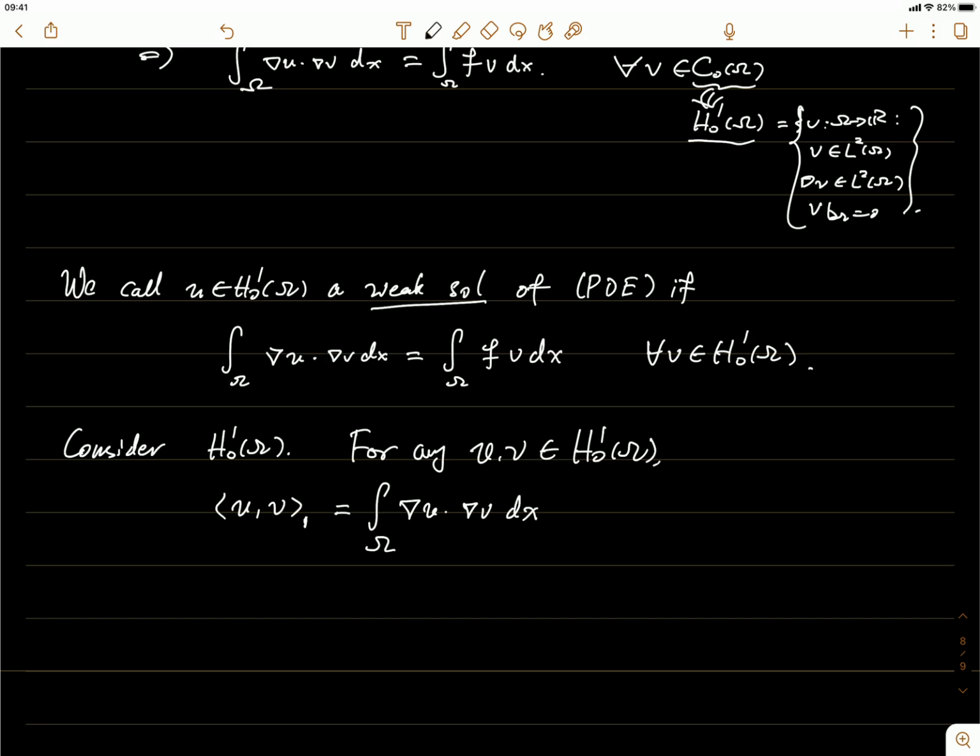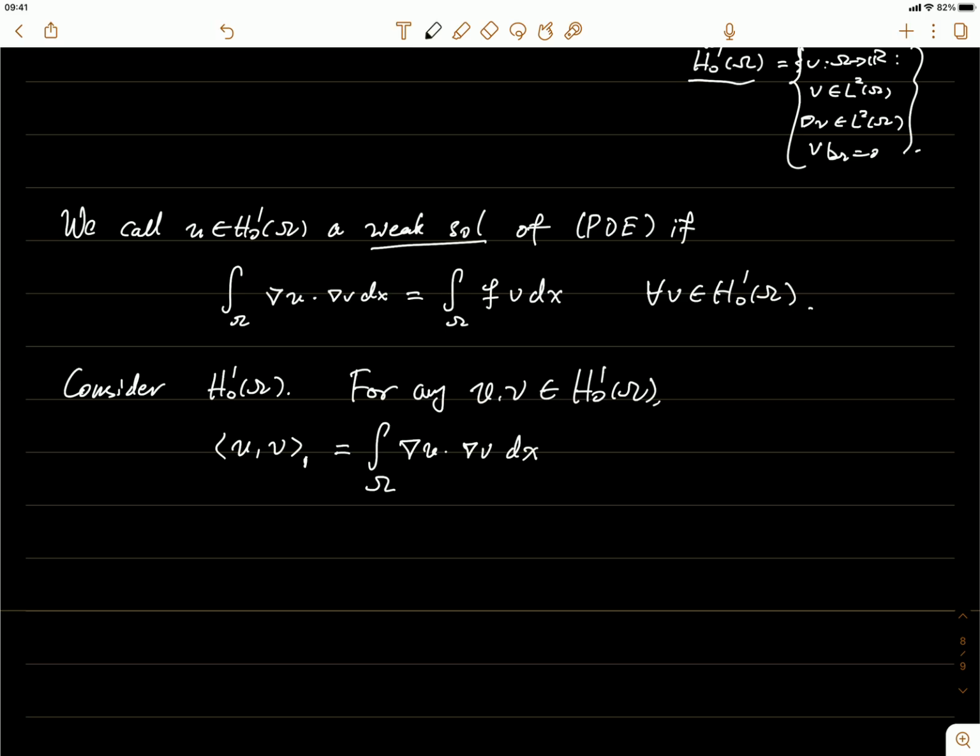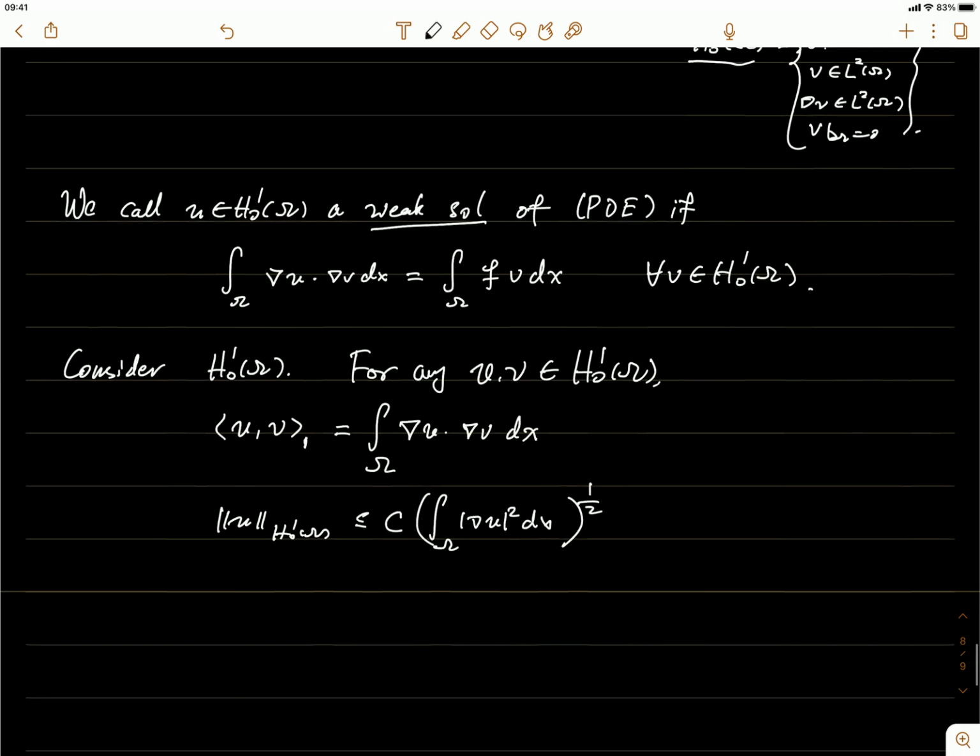Remember that u and v vanish on the boundary. So by the Poincare inequality, we know this is actually an inner product. Okay, we can actually show this pretty easily. Recall that the Poincare inequality tells us that any u in the H01 space can be bounded by some constant that only depends on omega and the order, which is 1 here, times the integral of the gradient of u squared dx. Right, we proved that. That's the Poincare inequality.